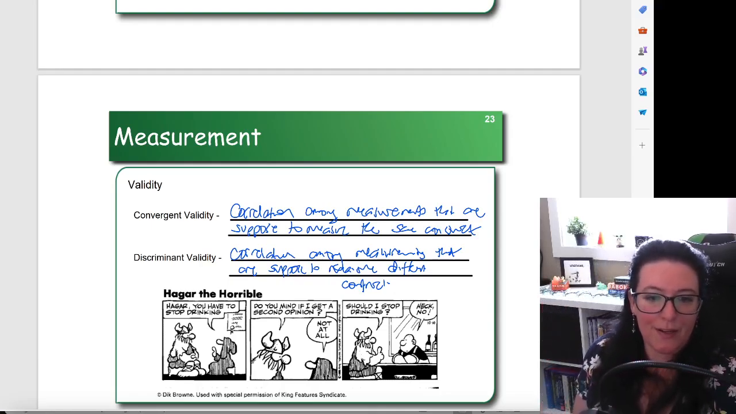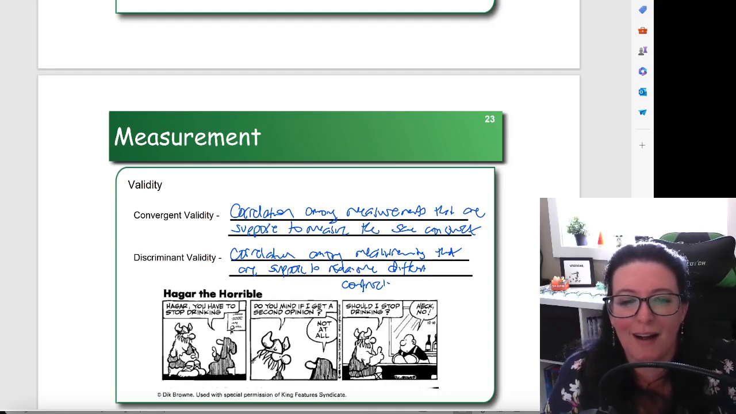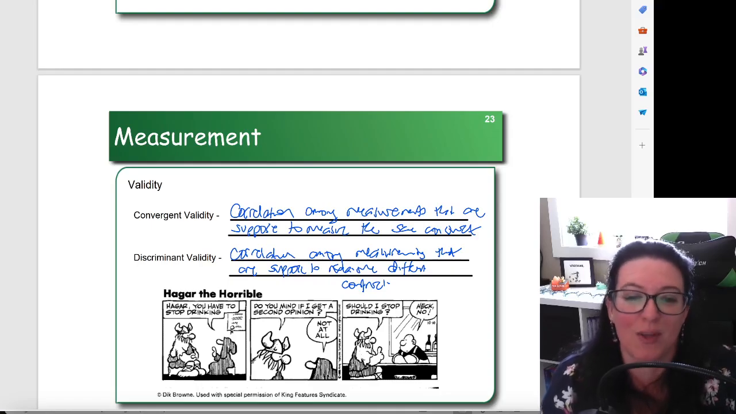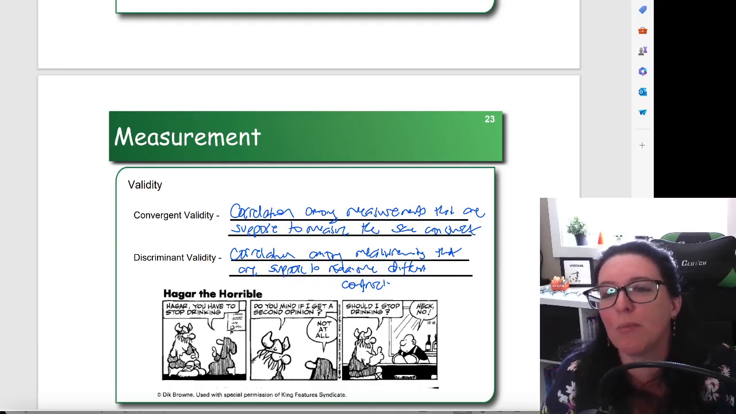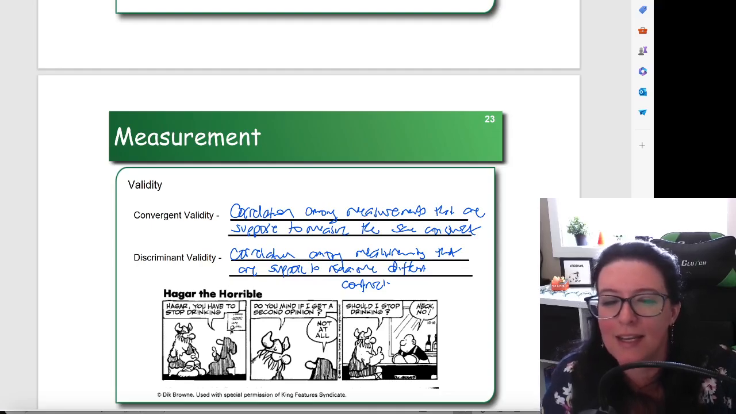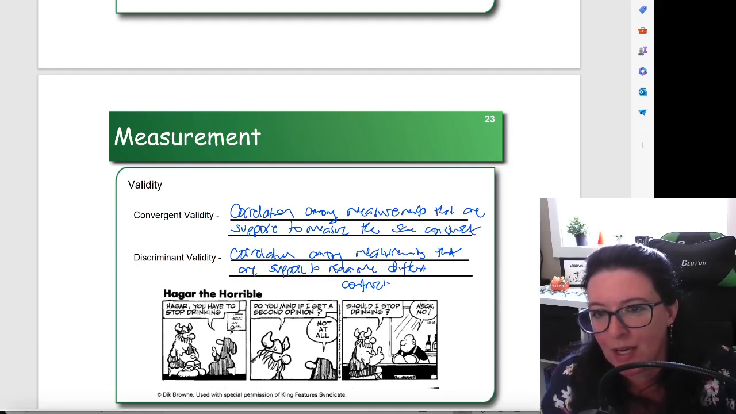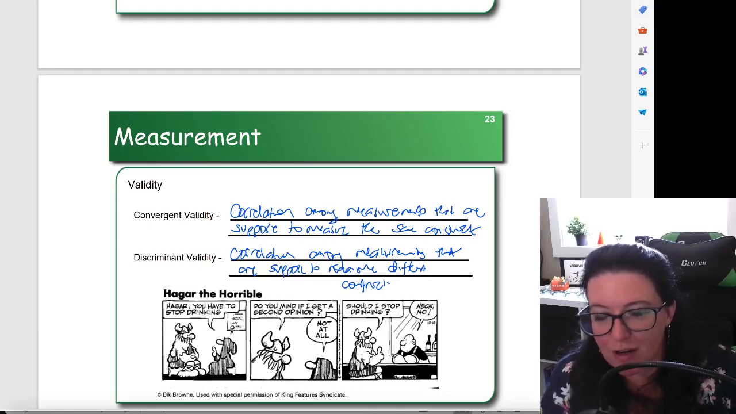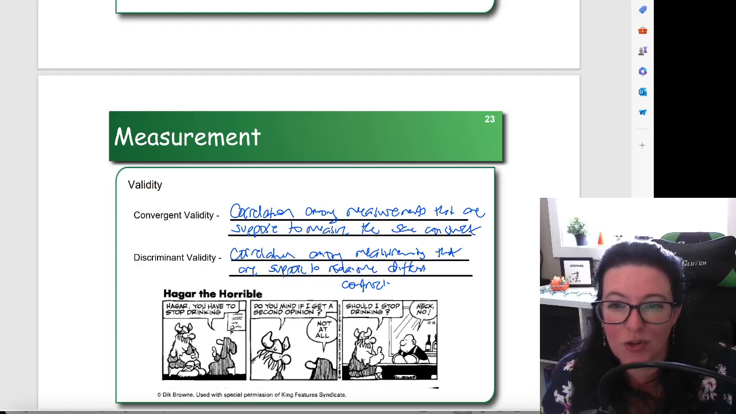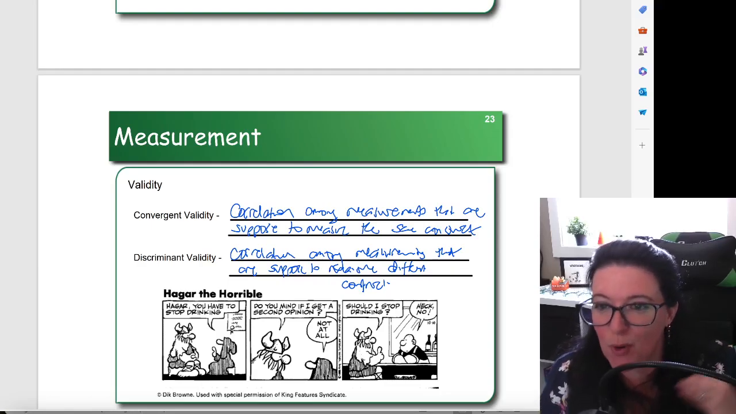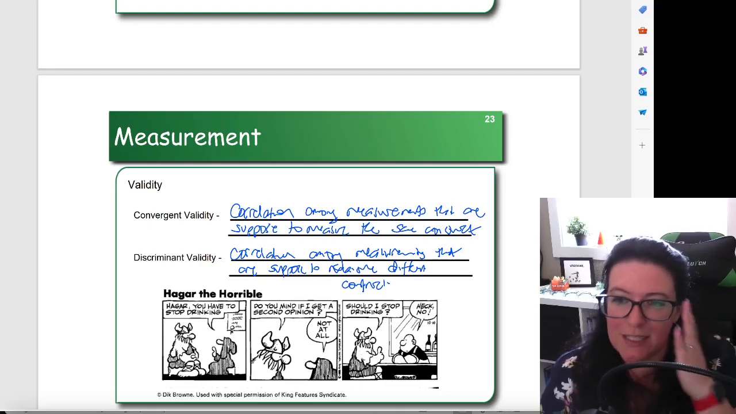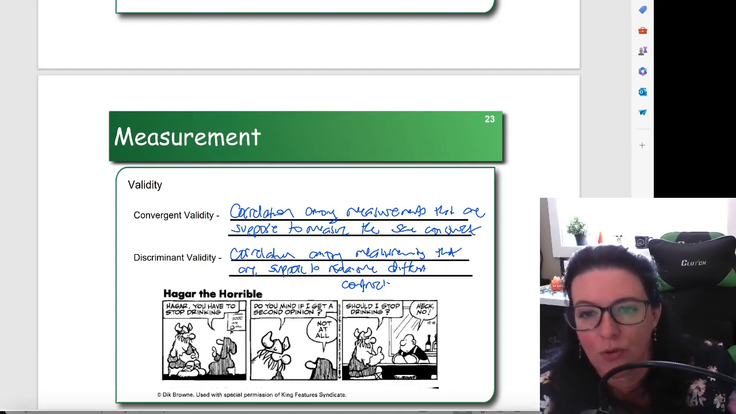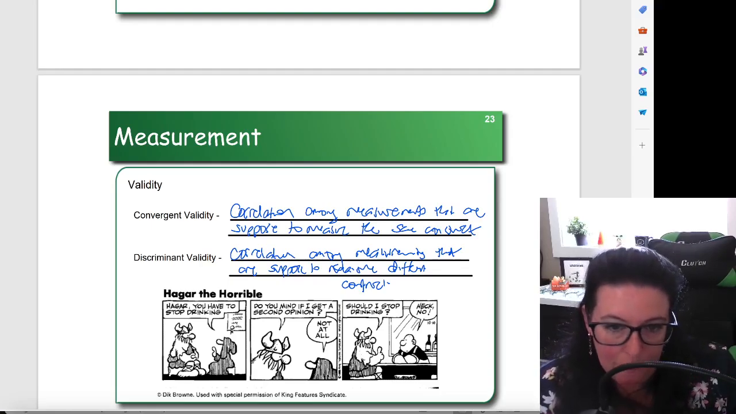All right, so suppose we have two measurements of how drunk someone is. One is a breathalyzer test and one is having them walk a line. There should be convergent validity. They are both set to measure whether or not someone is drunk. And if the breathalyzer says you're drunk, then walking the straight line should also say you're drunk. These are supposed to measure the same construct, drunkenness, so they should be giving us the same results. That's convergent validity.